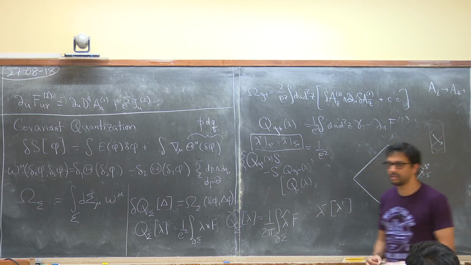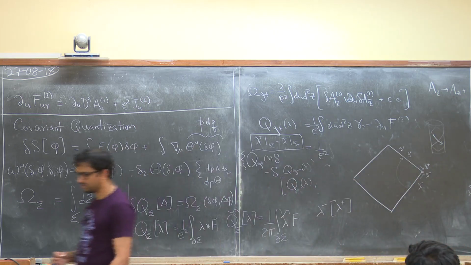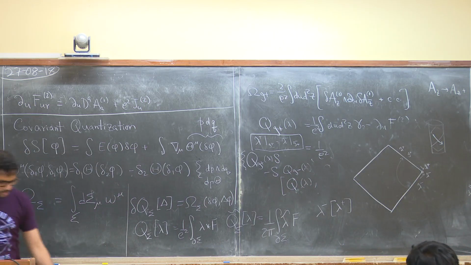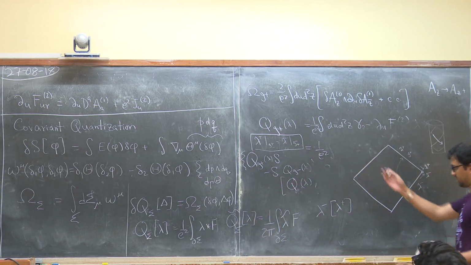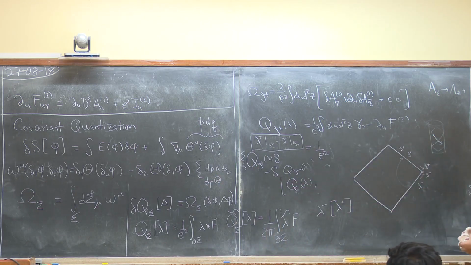Any more questions? Okay, so now let me go to the subleading soft theorem. Now we all understand, I hope, this covariant quantization picture. I'll ask one last question.